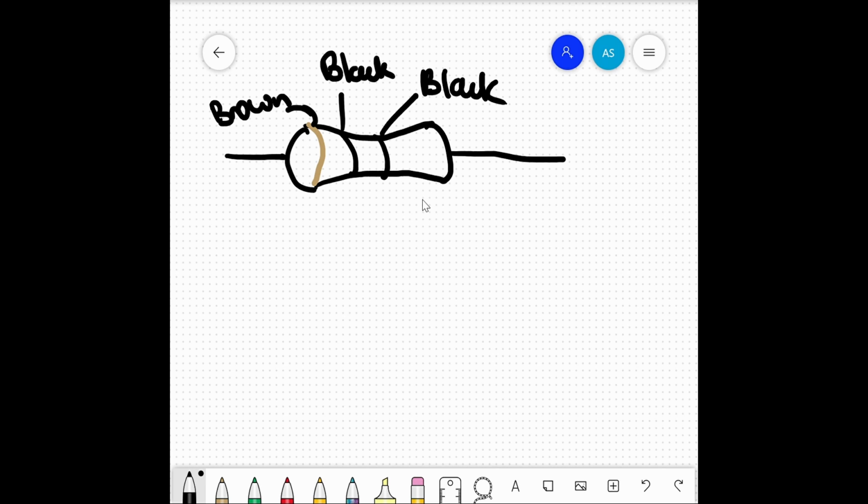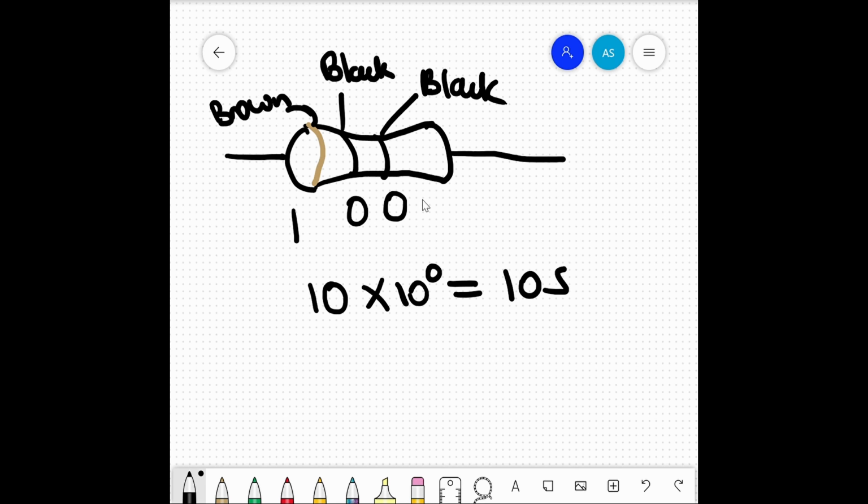This next one here will be a tricky one, so please be careful. The resistor has the colors brown, black and black. If we follow the color code, the numbers here will be 1, 0 and 0, which would mean that the first two digits are 1 followed by 0 and followed by 0 zeros. So it will be 10 to the power of 0, which will just give you 10 ohms. Therefore, this resistor here has a resistance of 10 ohms.